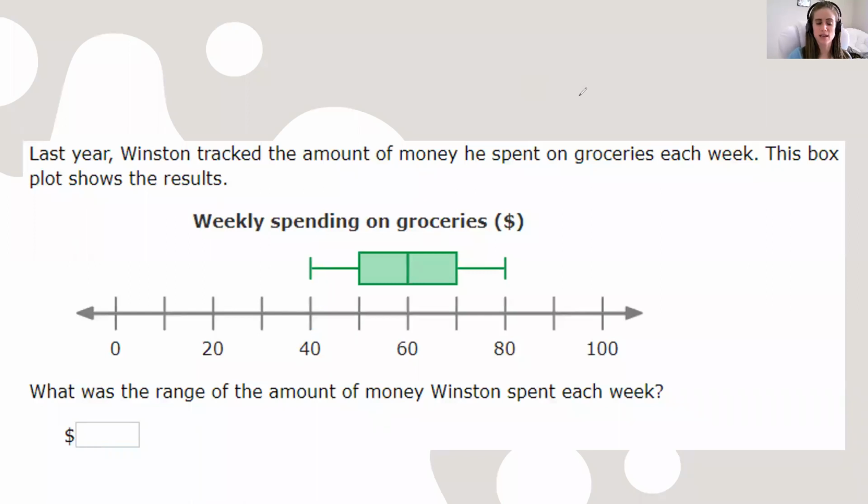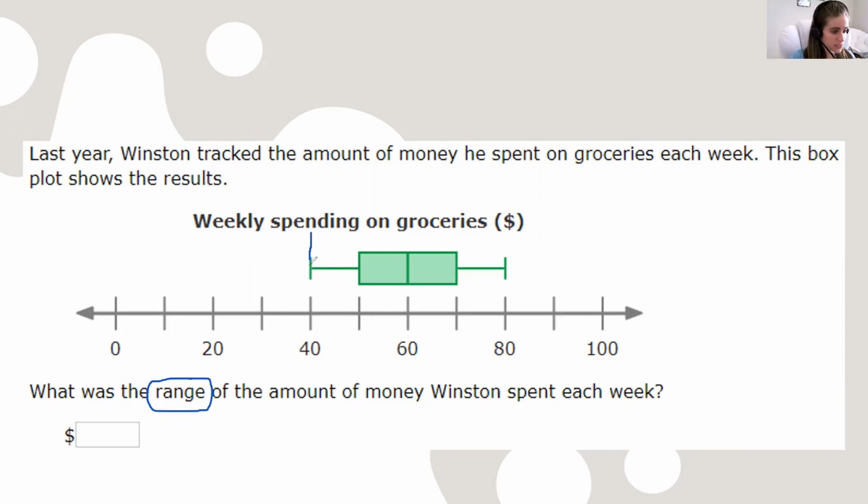Last year, Winston tracked the amount of money he spent on groceries each week. The box plot shows the results. What is the range of the amount of money Winston spent each week? We're being asked to find range. Is that something that our graph automatically tells us? No, but we can figure it out. Because remember, range is the highest minus the lowest data point. And we have that information on our whiskers.